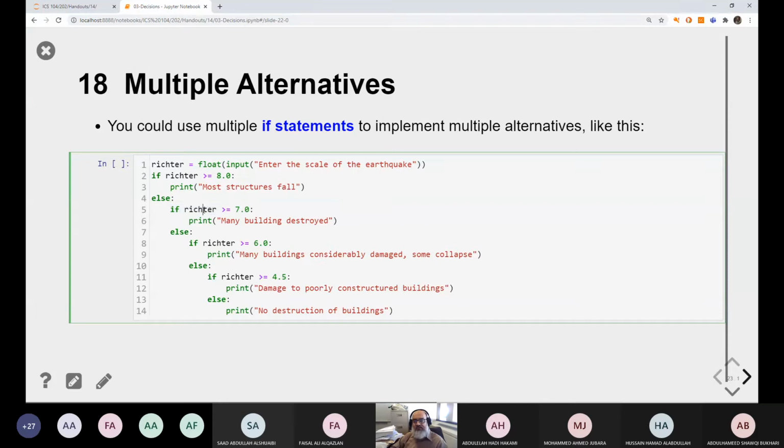So now what does that mean? If I'm at this statement, what do I know about the Richter value? It is less than 8, because this is false. I know that it is less than 8. So if it's less than 8 and greater than or equal to 7.0, then print many buildings destroyed, and so on and so forth. The rest is very clear.